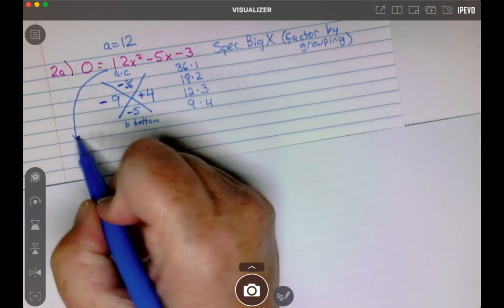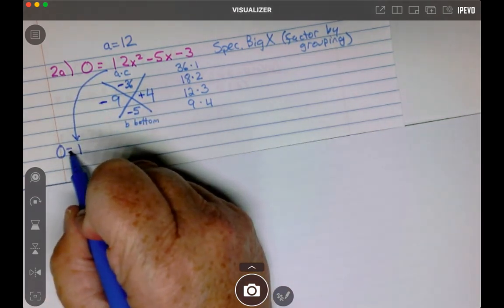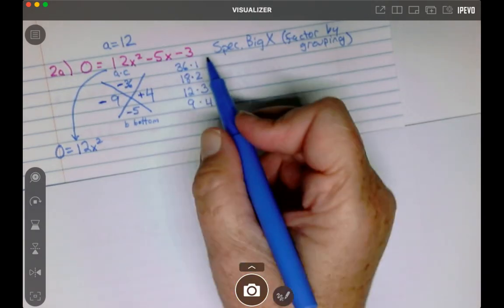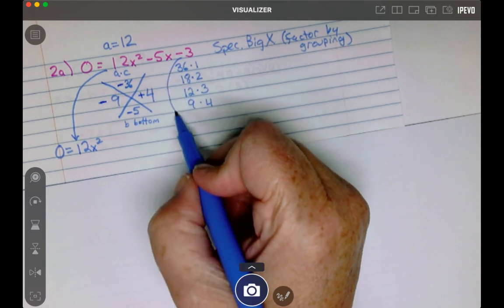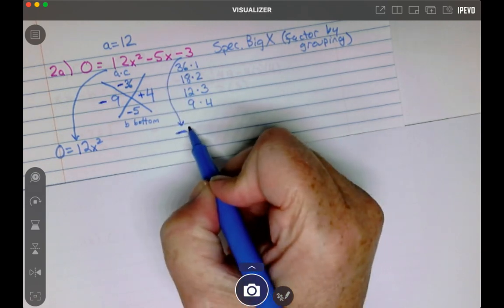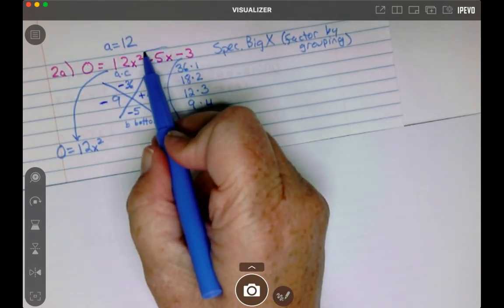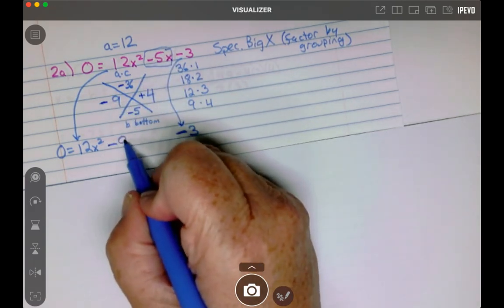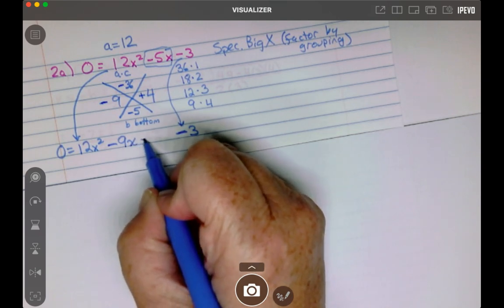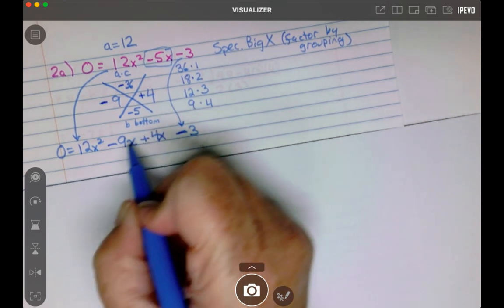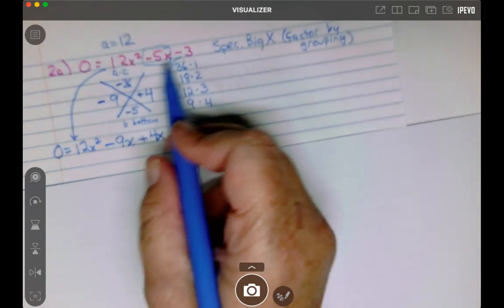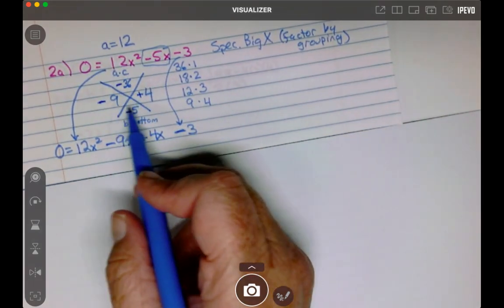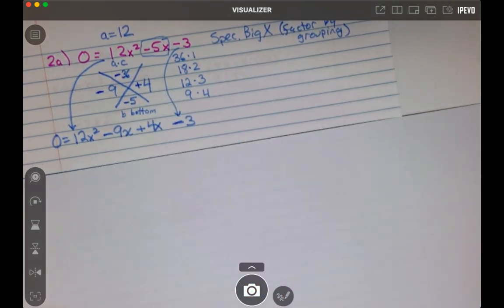So I'm going to bring down my 0 equals, and then 12x squared. I keep that term. I'm also going to bring down this minus 3. And now, see this negative 5x? It gets split, and the negative 5x is now written instead as negative 9x plus 4x. This equation is the same as my original equation. I have simply split up the b term, and that's what big X did for us.